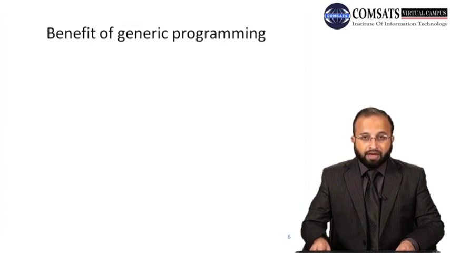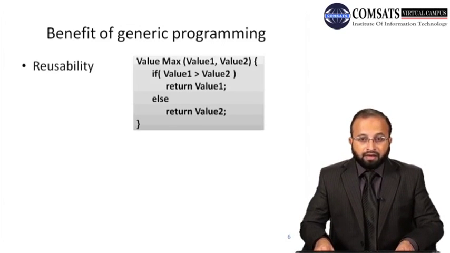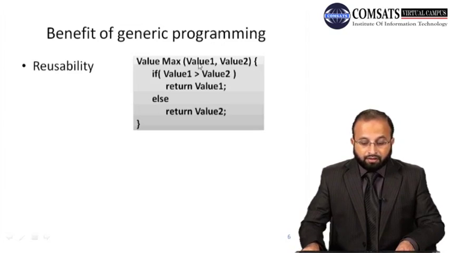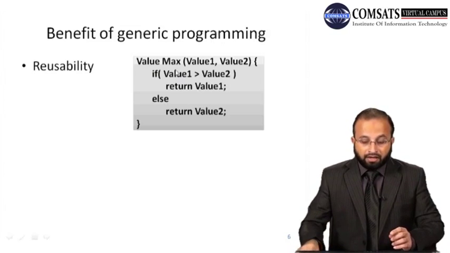So the benefits of generic programming: there are several benefits of generic programming, but one of the major benefits is reusability. We can reuse the same piece of code for multiple types. So this is a function to find the maximum value. The function name is max. Value 1 is parameter 1, value 2 is parameter 2, and the return type is some value, right? So if value 1 is greater than value 2, return value 1, else return value 2. Okay, so this is simply the max function, and that is the algorithm to find the maximum of the two numbers.